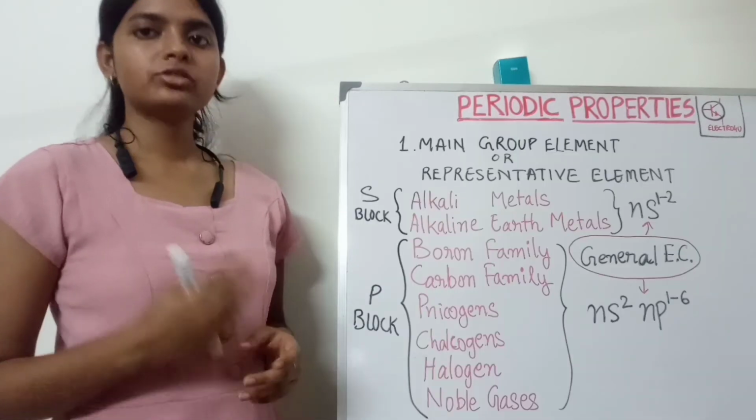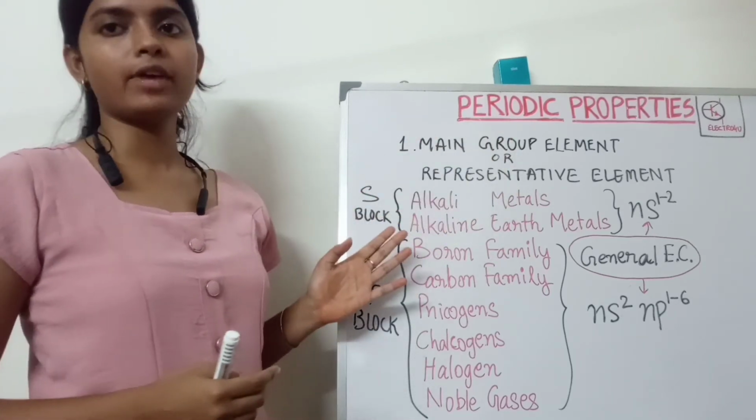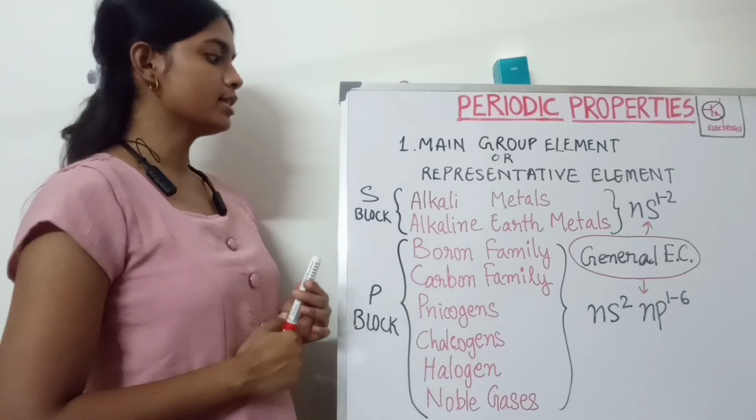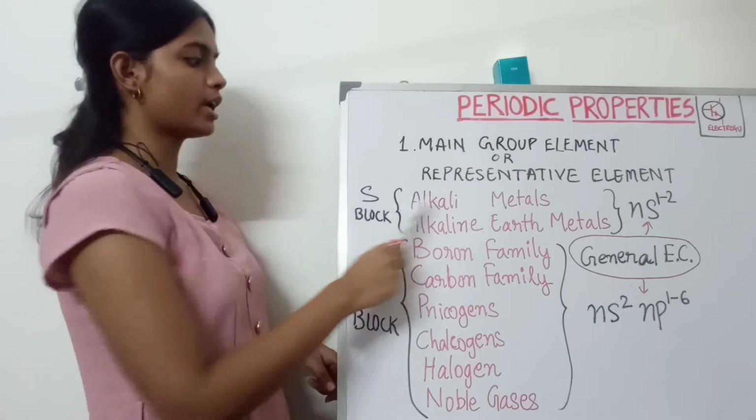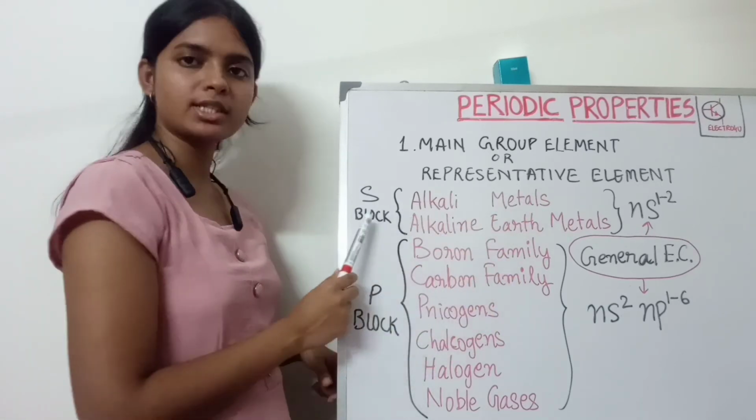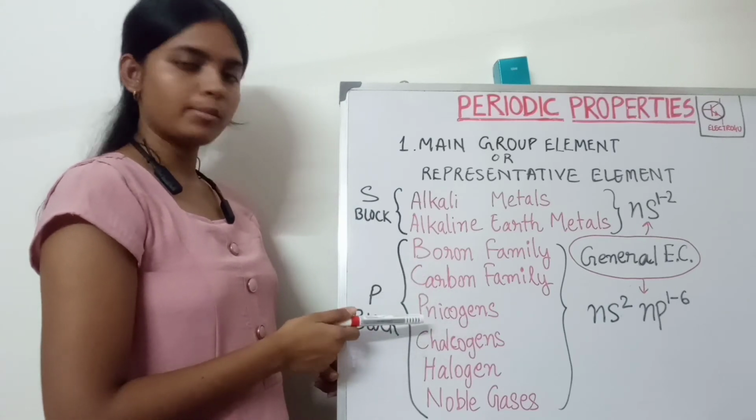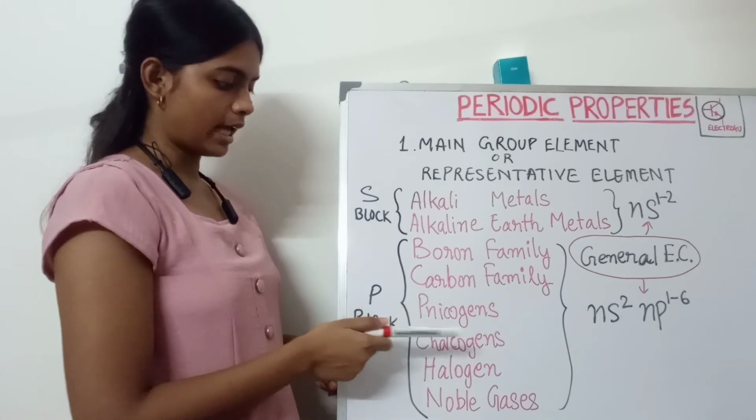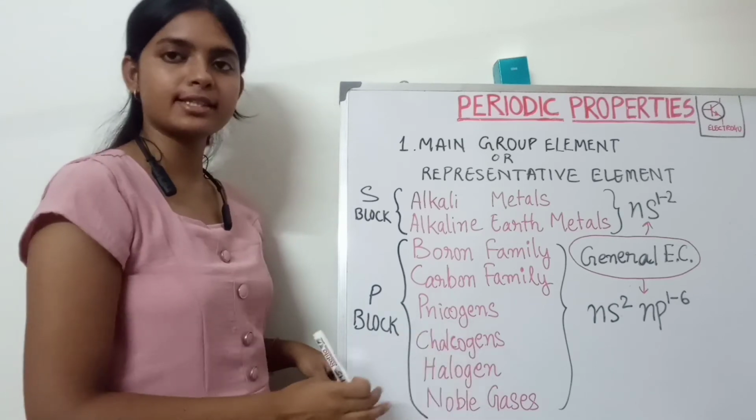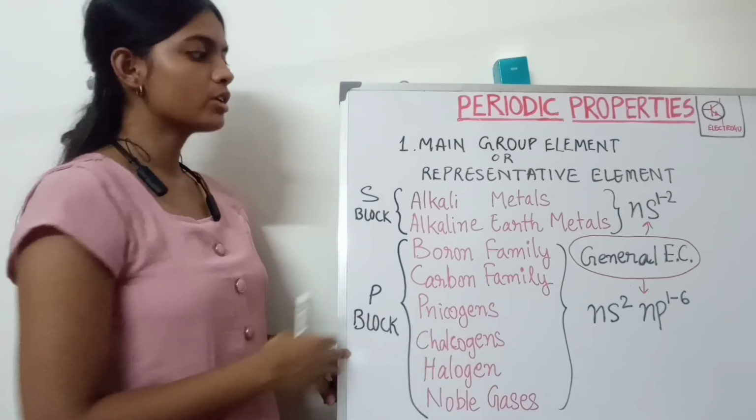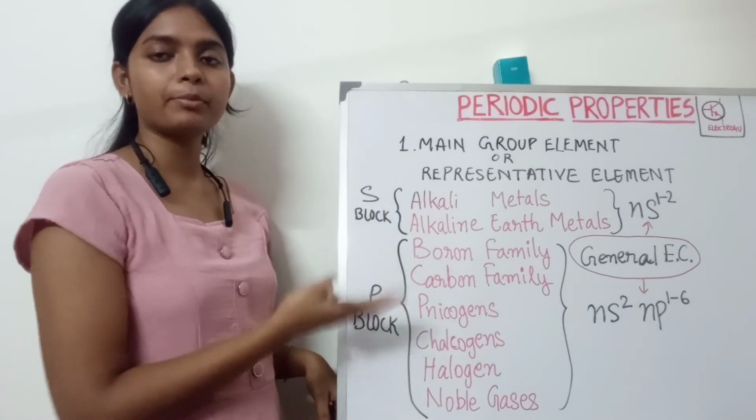Well, there are three kinds of elements present. The first one is main group elements or representative elements. These are the elements present in the S block or P block. Those are alkali metals and alkaline earth metals in the S block, and then the boron family, carbon family, nitrogen family also known as pnictogens, then chalcogens, the oxygen family, halogens, and noble gases. These are from the P block. These are the elements that come in the category of main group or representative elements.